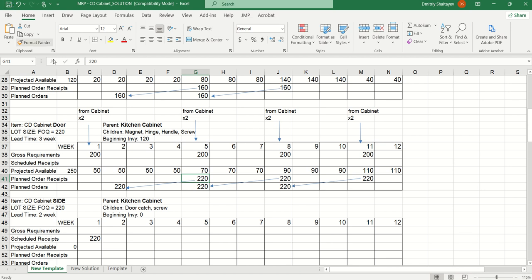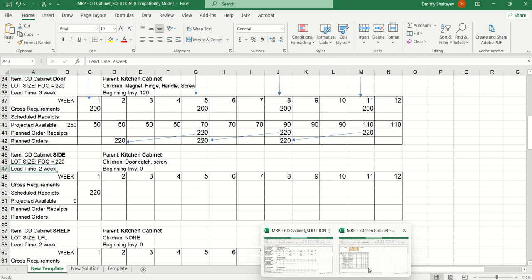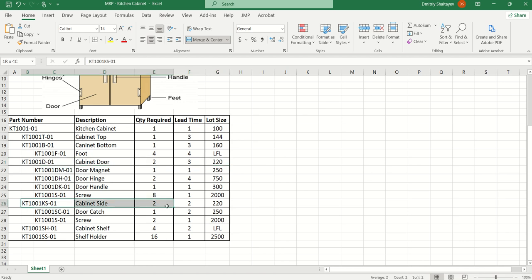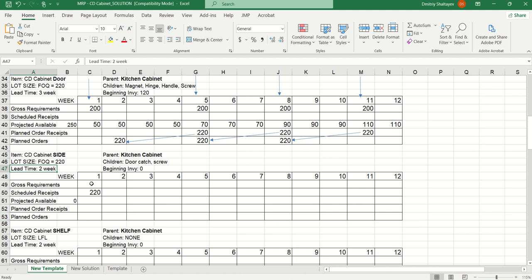All right, so the next immediate child of the CD cabinet is the side. According to this information right here, lot size is 220 and the lead time is 2 weeks. Let's just verify that I did it correctly. Side, 2 weeks, lot size is 220. That's exactly right. Okay, cool. So tell me how much are my gross requirements and when? Where do I look?